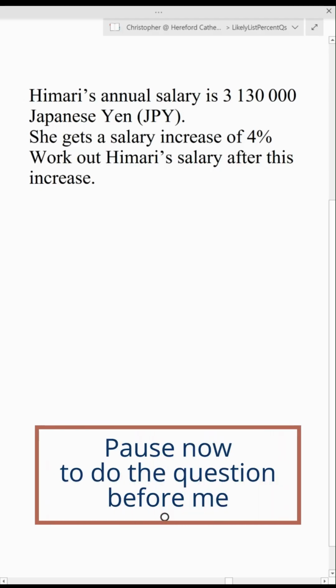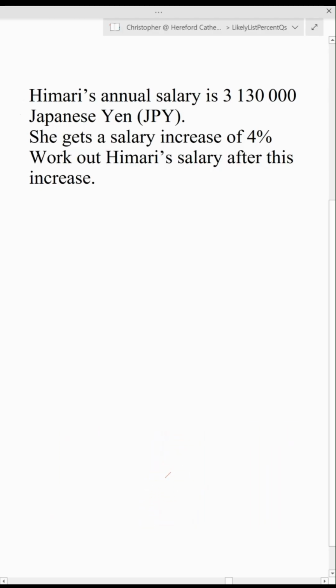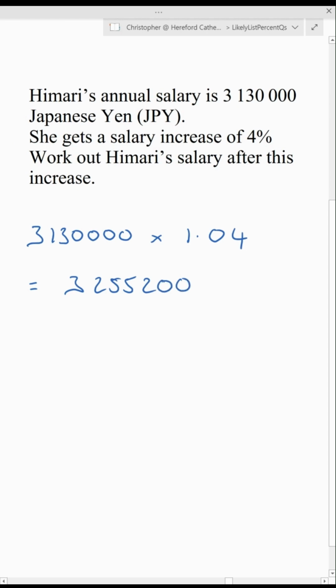Pause now to do the question before me. All right, so we're starting with the salary of $3,130,000, and we're increasing that by 4%. And so the salary after the increase on my calculator is $3,255,200 Japanese yen.